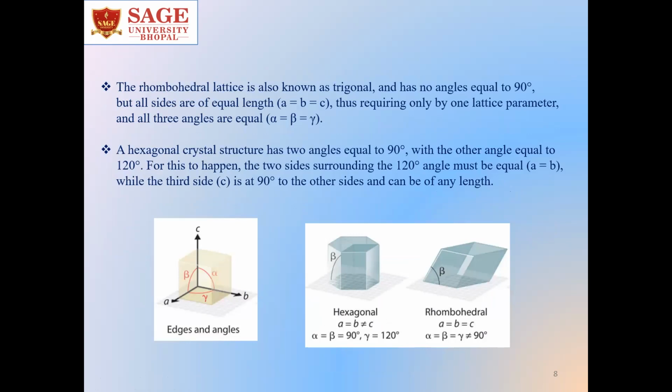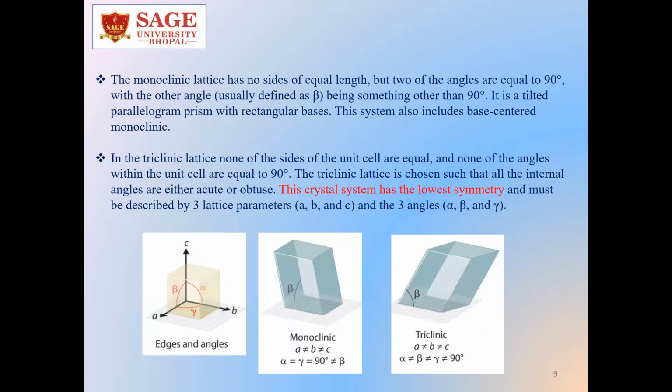A hexagonal crystal structure has 2 angles equal to 90 degrees with the other angle equal to 120 degrees. For this to happen, the 2 sides surrounding the 120 degree angle must be equal, while the third side is at 90 degrees to the other sides and can be of any length. What about monoclinic and triclinic?